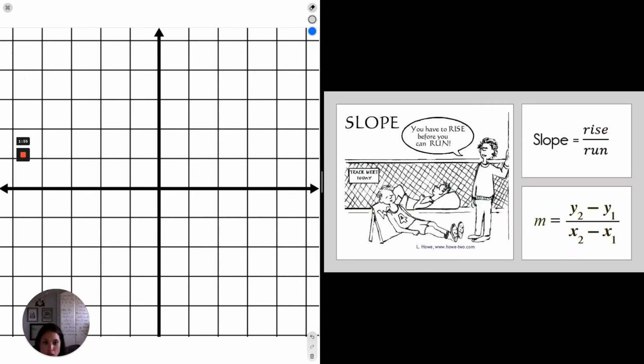Here's a fun little cartoon to remind you what slope means. Slope means rise over run. And this fella is saying you have to rise before you can run, which is very true. So the equation slope equals rise over run means what it says here in m. Okay, so we're going to subtract the y1 from the second coordinate pair from the y in the first coordinate pair, and the same for the x's.